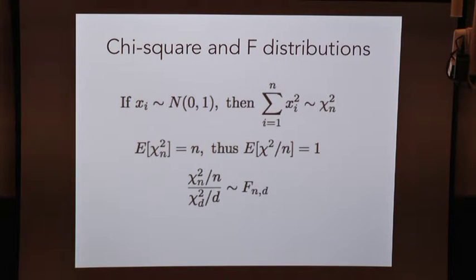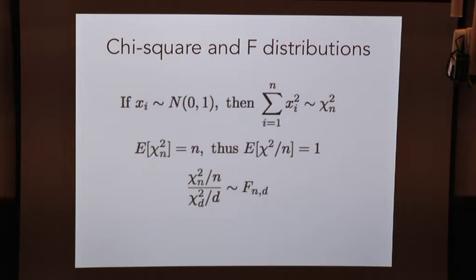For 3 degrees of freedom, I take 1, square it, 2, square it, 3, square it. I take the sum of 3. So if I take the sum of n of these squared unit normals, I get a chi-square with n degrees of freedom. That's just the definition of it. That's why normality and chi-squares are closely connected.